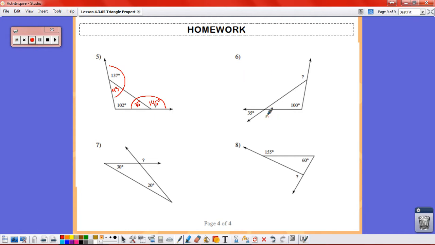The others are similar. You're going to have to take steps. That's going to be a vertical angle. That's a supplementary thing going on there, supplementary thing going on there, supplementary thing going on there. So just give it a try.